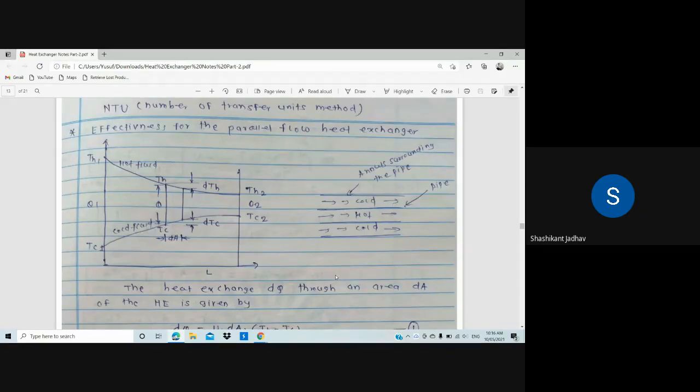So this is graphical representation for the parallel flow heat exchanger, and at the right hand side, this is the flow arrangement diagram. At the center there is one pipe, and from that pipe hot fluid is moving, and at the periphery of that pipe there is another pipe, and from that pipe cold fluid is moving. The direction of the hot fluid and cold fluid is same. Okay, so all of you draw this diagram. Effectiveness for the parallel flow heat exchanger.